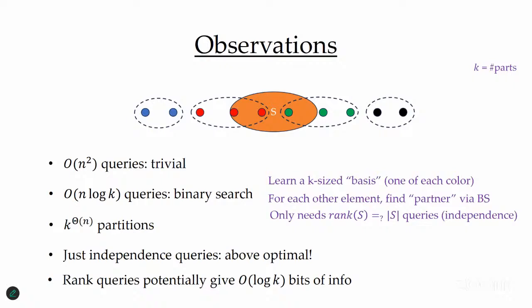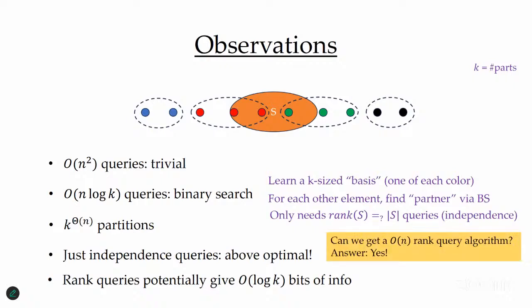So the question that we started this work with is, can one actually design an order n rank query algorithm? Can you figure out this thing with only order n rank queries? And the answer that I hope to give you in the 20 minutes that I have is yes.